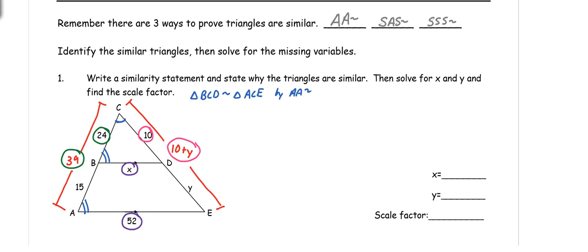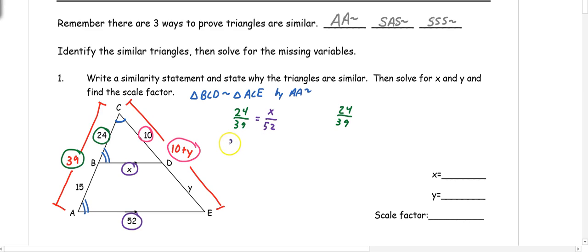So both times we're going to use 24 over 39 because those give us side lengths. And then to solve for x, we would have the x from the smaller triangle over the side from the larger triangle, which is 52. And now we can solve for x by using a proportion and cross multiplying. So we get 39x equals 24 times 52, which is 1,248. We can divide both sides by 39, and we get that x is 32.